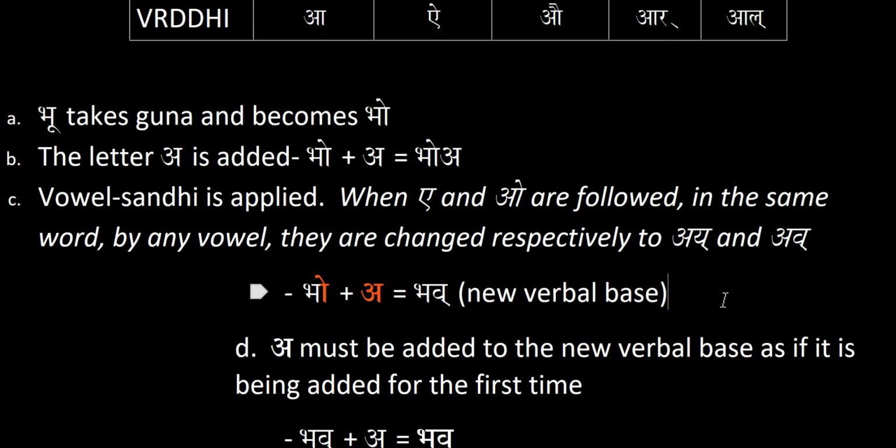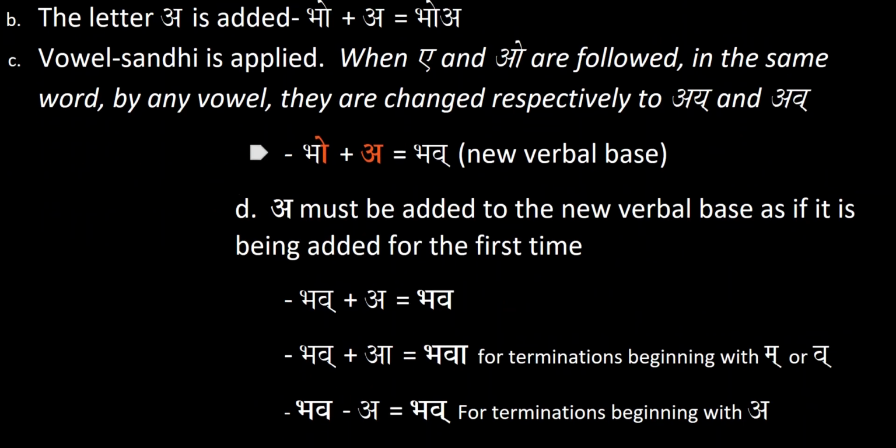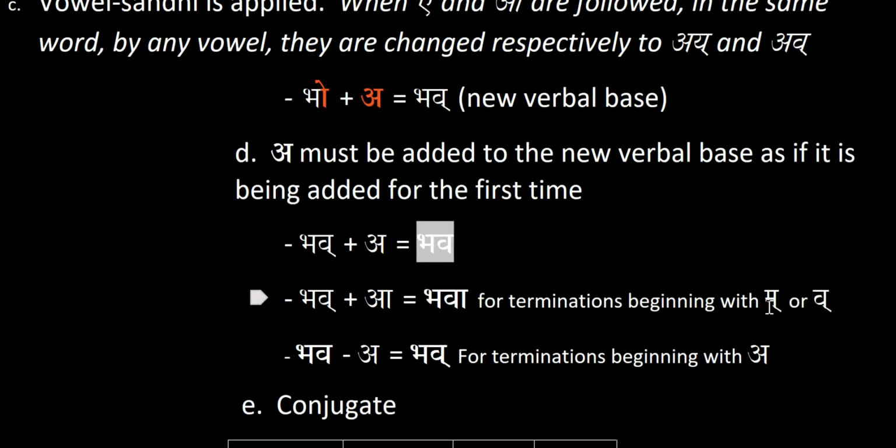But remember that before we do our conjugation, there's a couple of things that we have to follow up on. There's more. So before we actually conjugate, we have to add a. A must be added to the new verbal base as if it is being added for the first time, because the vowel sandhi has been applied here. So bhav plus a is going to give us bhava. Now, for bhava, you can take bhava and then start conjugating.